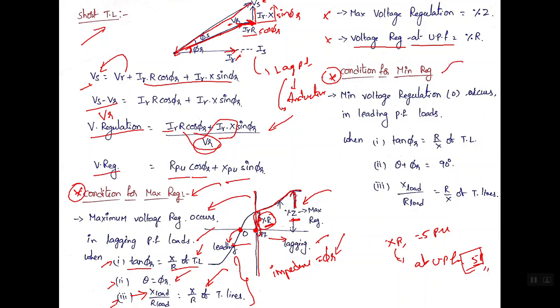And the next one, minimum regulation. These conditions are somewhat opposite to those of maximum voltage regulation. Here tan phi R is equal to R by X of the transmission line. Theta is equal to phi R, and theta plus phi R is equal to 90 degrees. Here X by R of the load is equal to R by X of the transmission line. You have to remember all this.